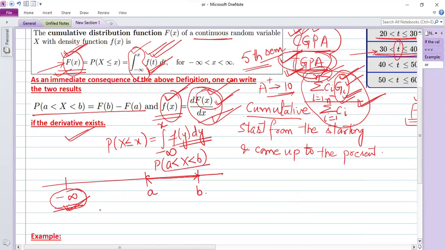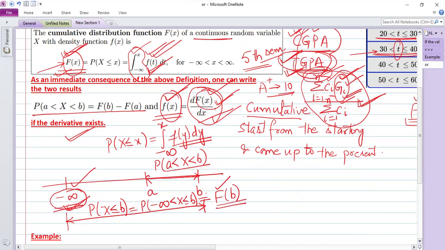For that, first of all, I will calculate this whole probability, starting from the start. And this is nothing but the probability that x is less than or equal to b. I may write this as the probability that minus infinity to x less than b. And this is nothing but F at b, the value of CDF at b.